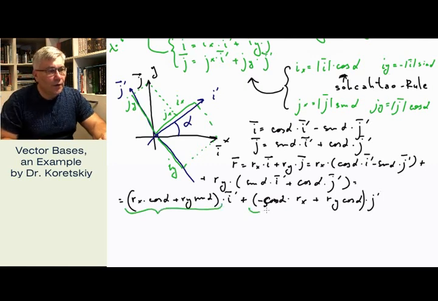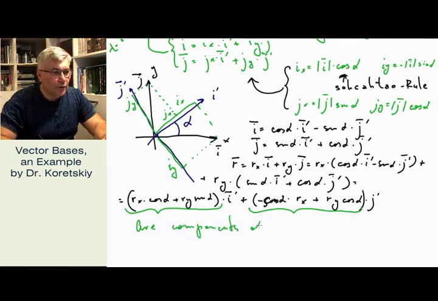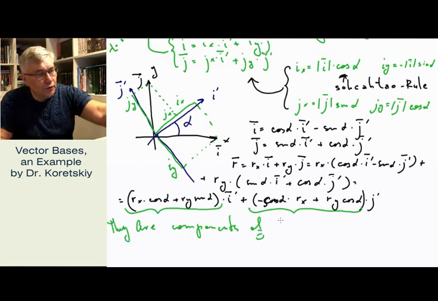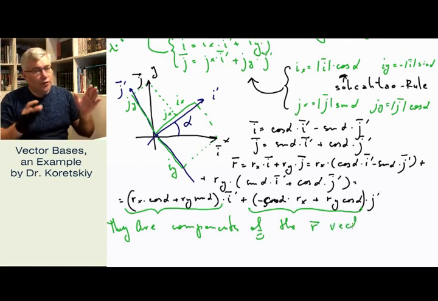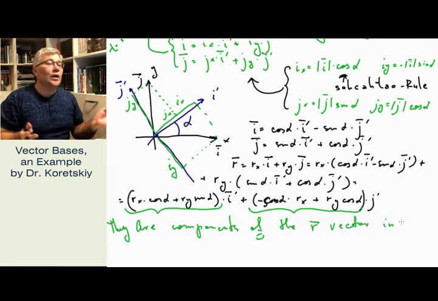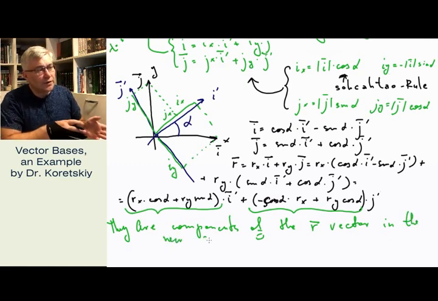We know them, they are given. For example, we had here 3, 2. So you can put this 3, 2 into this formula, and if you know the alpha angle, for example, I don't know, 20 degrees or 30 degrees, you can put all the numbers in and you will have these components here.